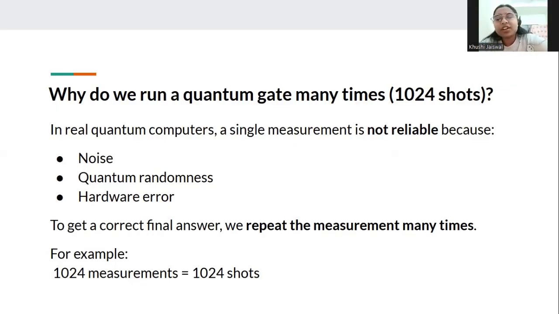Why do we need to run a quantum gate many times, such as 1024 shots? In a real quantum computer, a single measurement is not reliable because it has noise, quantum randomness, and hardware errors. To correct the final answer, we repeat the measurement as many times as we want. For example, 1024 measurements are equivalent to 1024 shots.